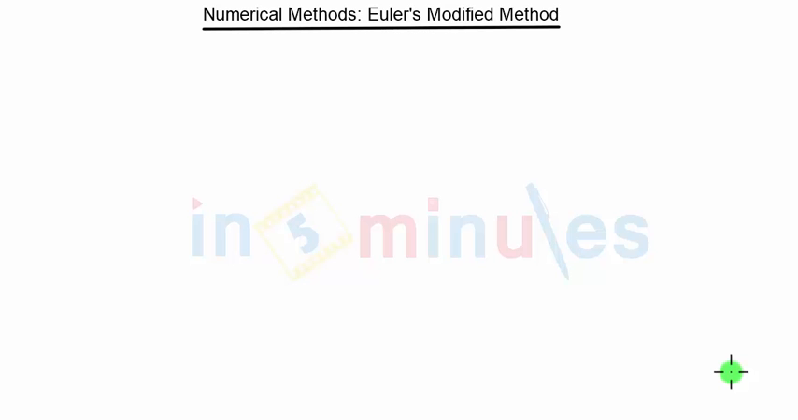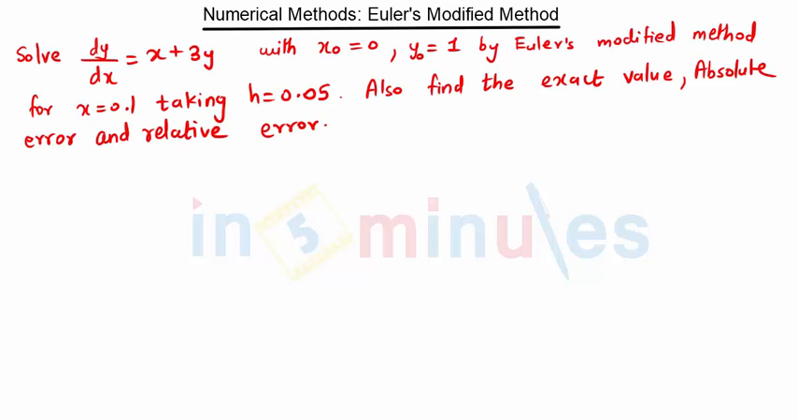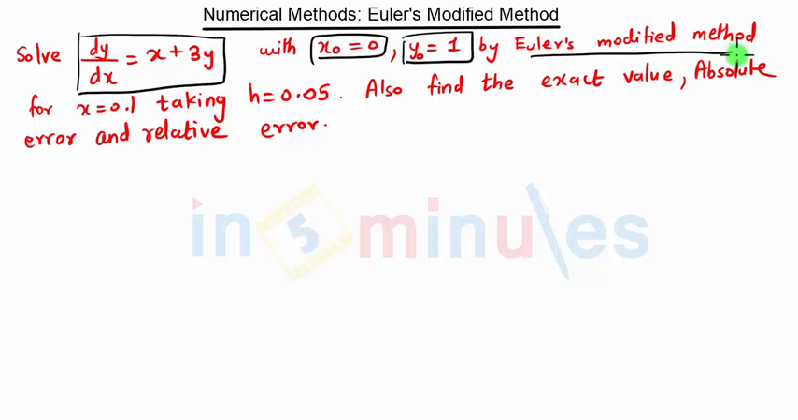In this video we are going to see the problem on Euler's modified method. So this is our question. Solve dy by dx equal to x plus 3y with x equal to 0, y equal to 0 by Euler's modified method for x equal to 0.1, taking h equal to 0.05. Also find the exact value, absolute error, relative error.